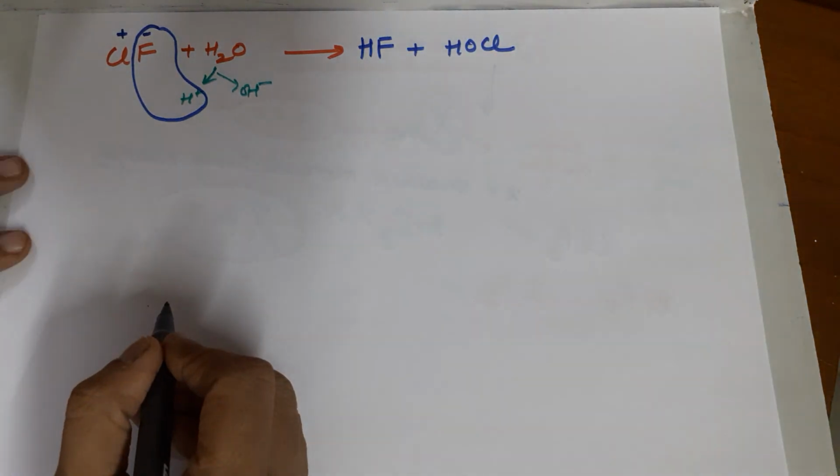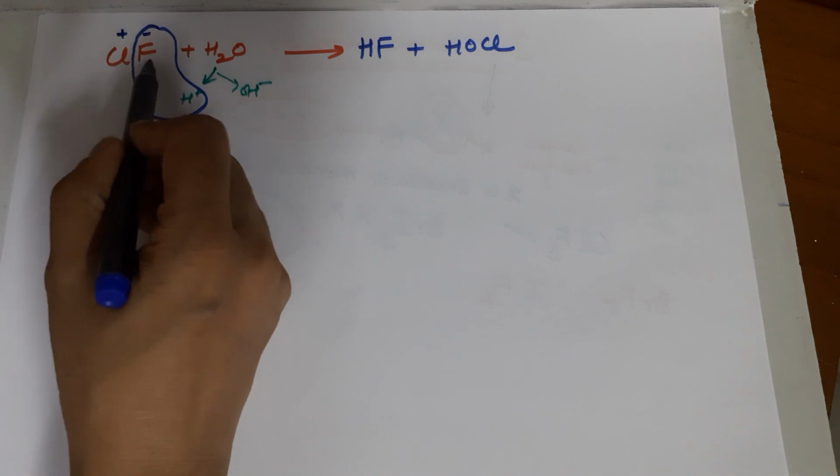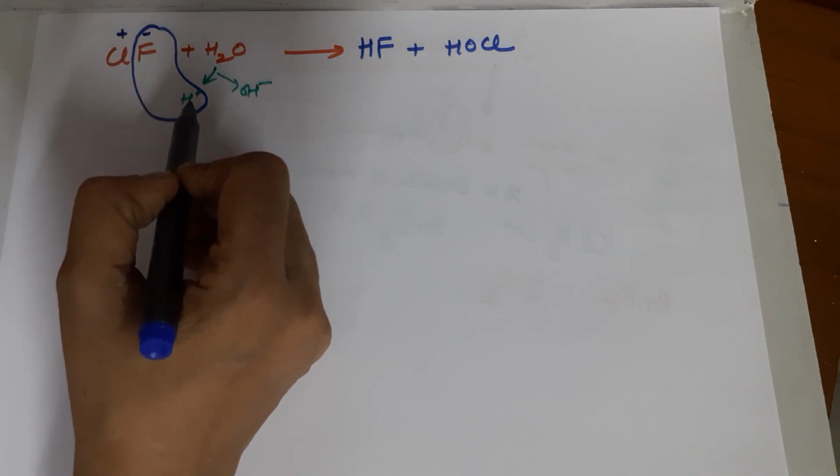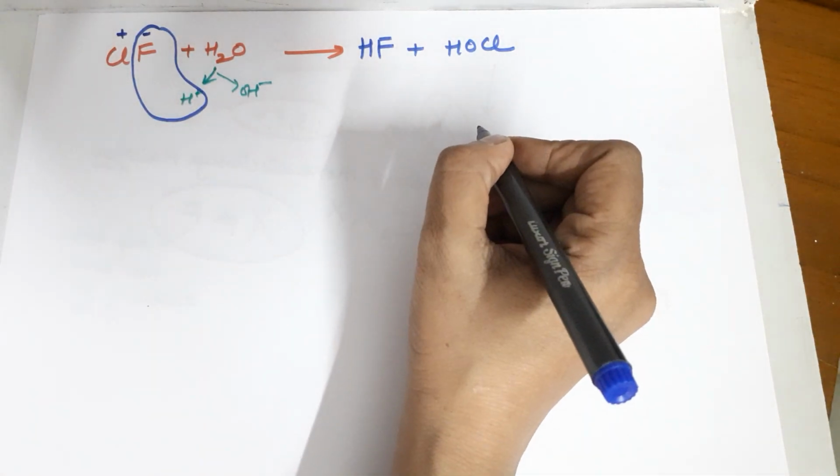So the compound formation has to be understood. Is that okay? Whatever is the more electronegative part of the interhalogen compound will grab the H positive of water. This is how the reaction takes place.